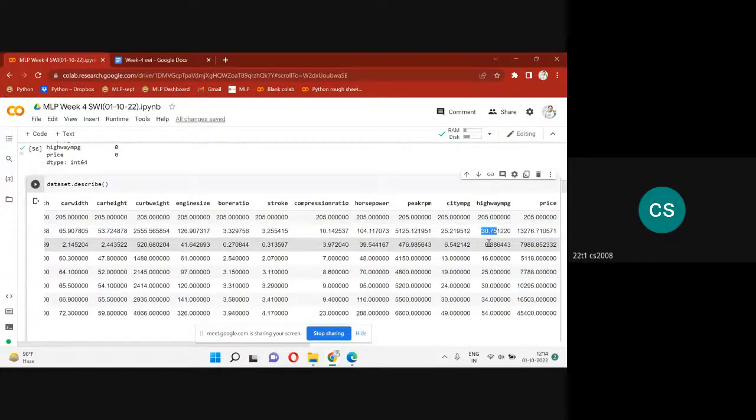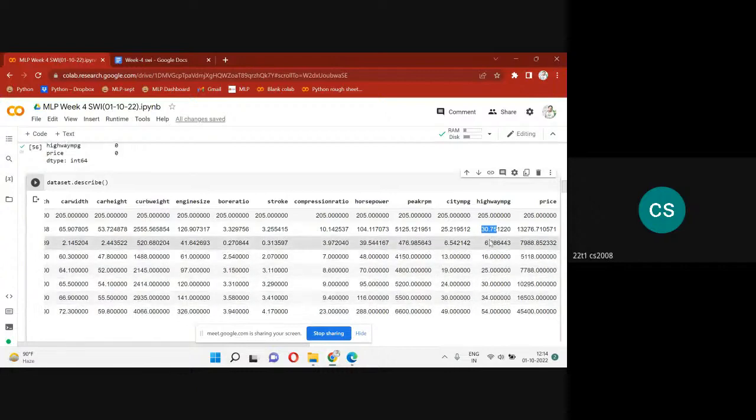Same thing, see all the values of highway MPG and city MPG. Highway MPGs are always a little higher than the city MPG. So that is what I was saying. This is 49 for highway and 54 here, and the minimum is 16 and this is 13. So I think our points are valid here.